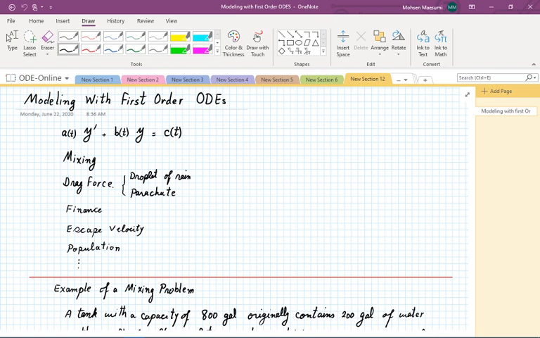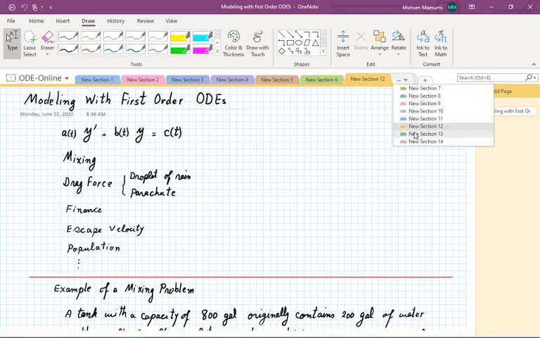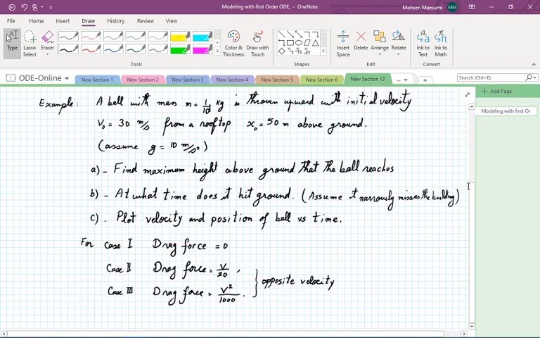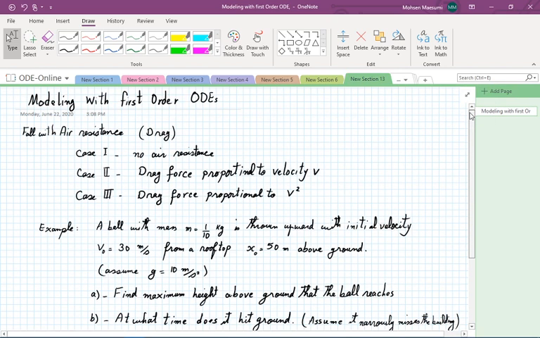You can consider a droplet of rain that is falling and meeting some air resistance, or a parachute, or a ball, or anything that's just thrown up in the air and is traveling and encountering some air resistance. Let's go ahead and take a look at a couple of specific examples. So in the lecture today we are going to take a look at falling with air resistance, in other words with the drag.